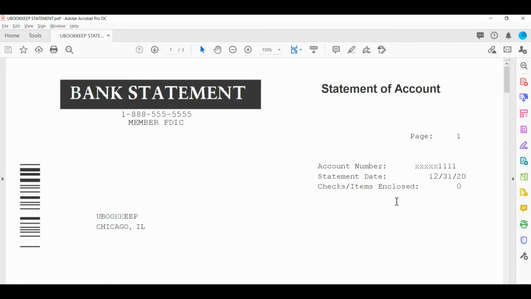I'm going to show you how easy it is to use UBookkeep. So right now we have a docked bank statement here. We're going to show you how you're going to enter these transactions into UBookkeep.